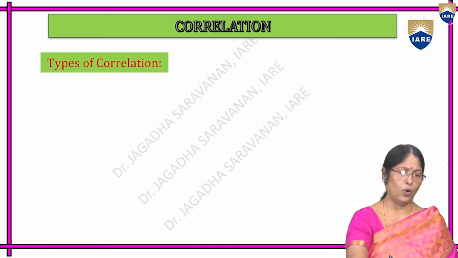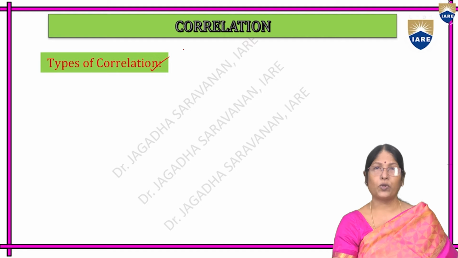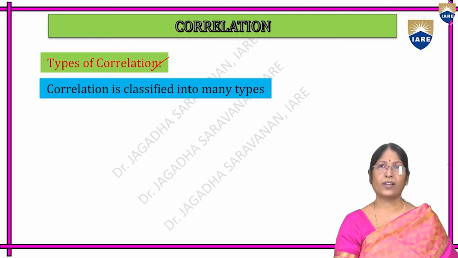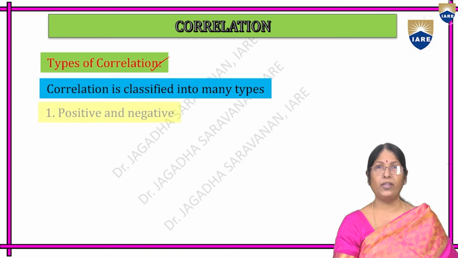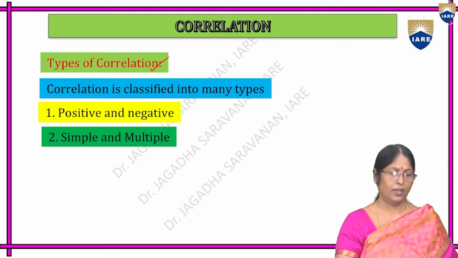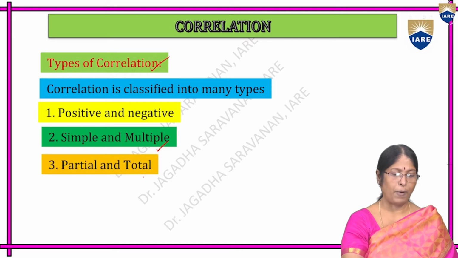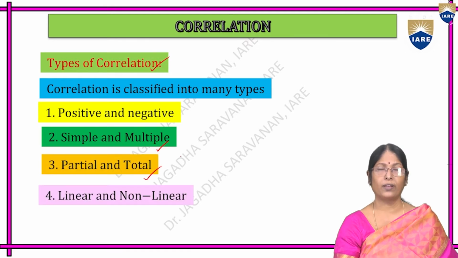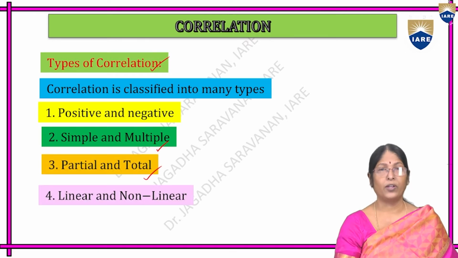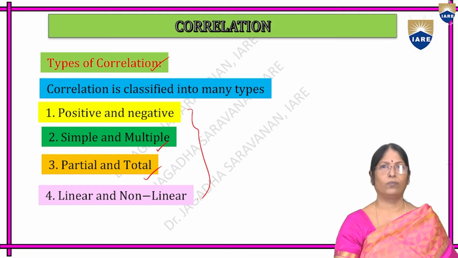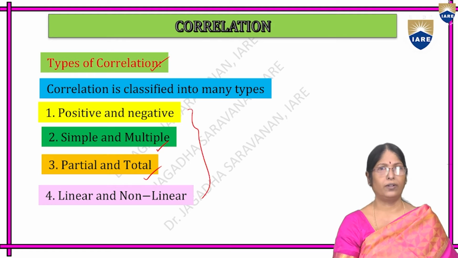We can see now types of correlation. Correlation is classified into many types: positive and negative, simple and multiple, partial and total, linear and non-linear. So these four mainly we will discuss.